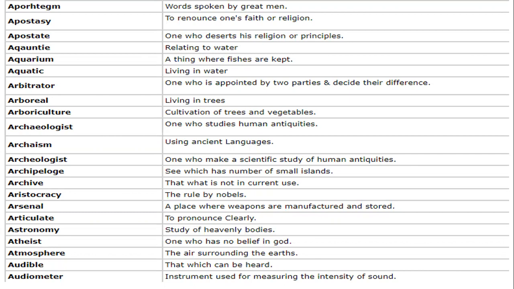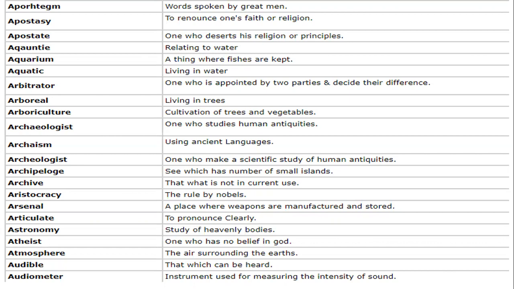Archaeologist, one who studies antiquities. Then archaism, using ancient languages. Archive, that which is not in current use. Aristocracy, rule by nobles. Then arsenal, a place where weapons are manufactured and stored. Articulate, to pronounce clearly. We say to pronounce words clearly, that is to articulate.